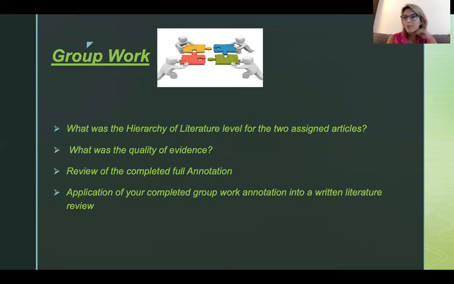All right, we're going to break into group work now. We're going to do the breakout rooms. We're going to go over the hierarchy of literature that was assigned for the 2 articles that each group had. We're going to look at the quality of evidence. We're going to review the completed full annotation, and then we're going to show you how to apply that to do a full literature review. Professor Kavanaugh is going to talk about that. All right, thank you.